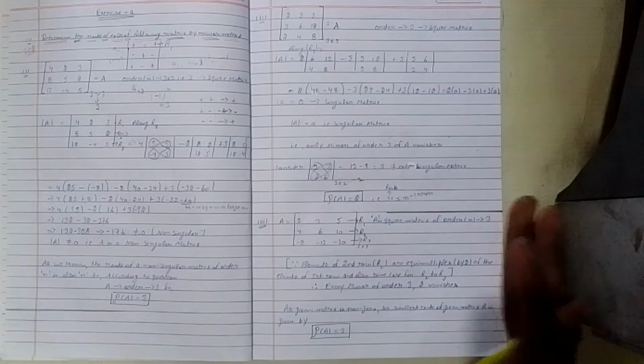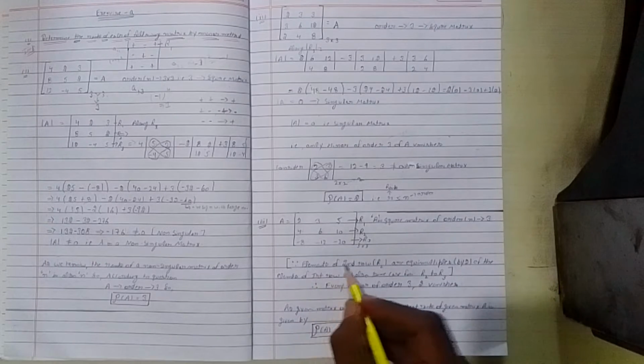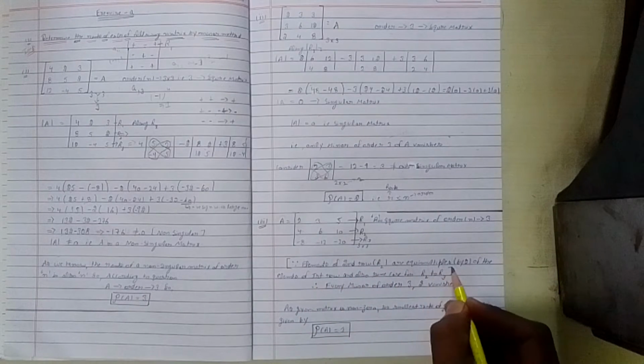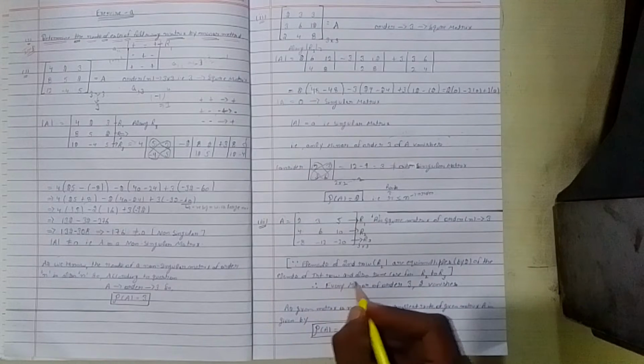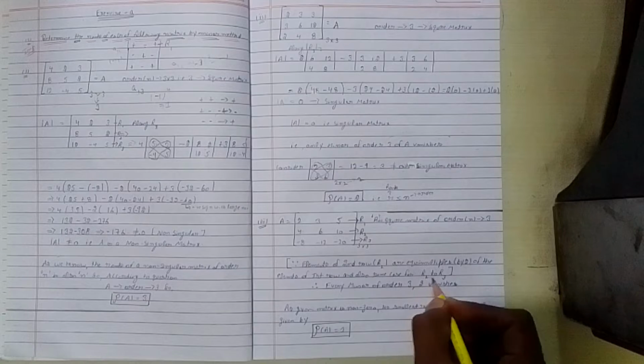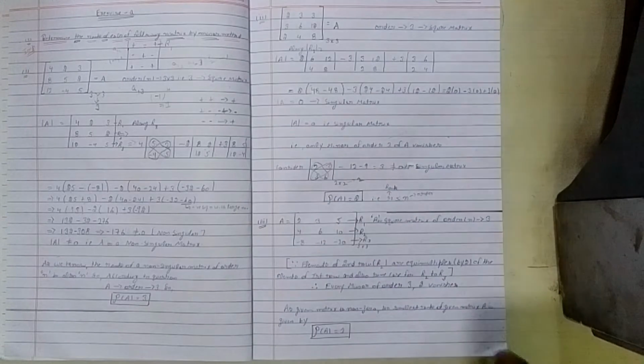Right? See the matrix carefully for solving these questions. Okay. Elements of the second row are equimultiples by 2 of the elements of the first row. Same case for R2 to R3, R1 to R2. Okay, multiplying by 2.